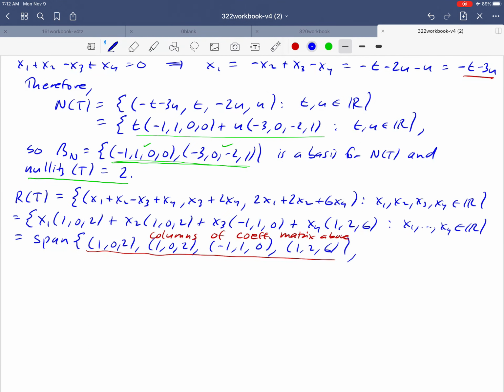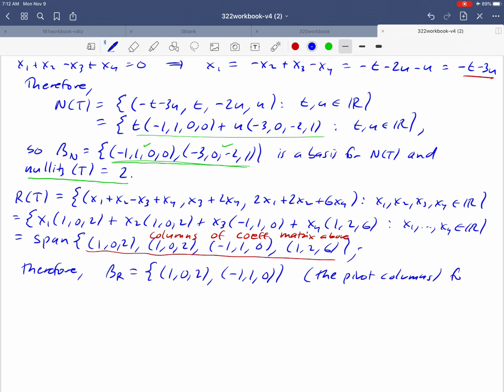All right, so putting that all together, we can say, therefore, a basis for the range is just going to be the first and the third vector. That's what our matrix calculation above tells us. Okay, the pivot columns form a basis for R of T, and the rank, that's just the dimension of the range, then has to be 2 because there are two vectors here. Rank of T equals 2.